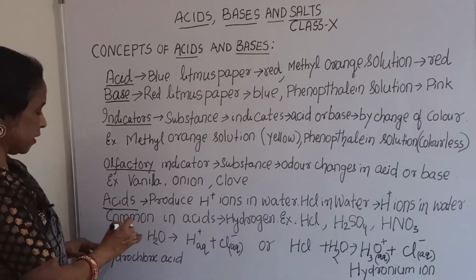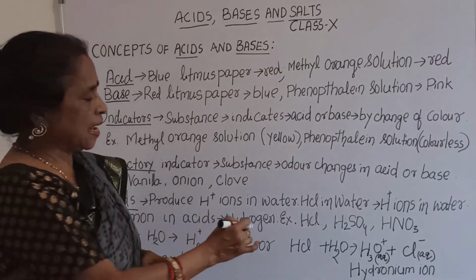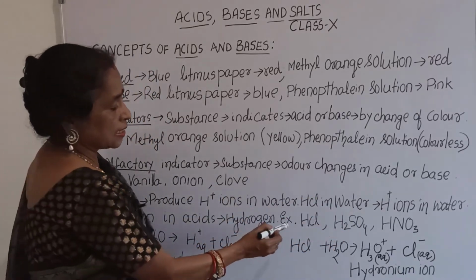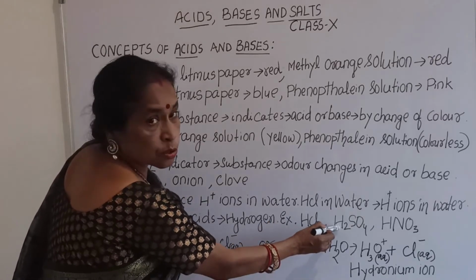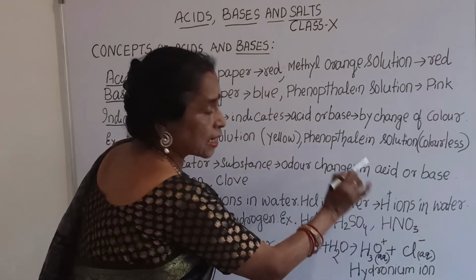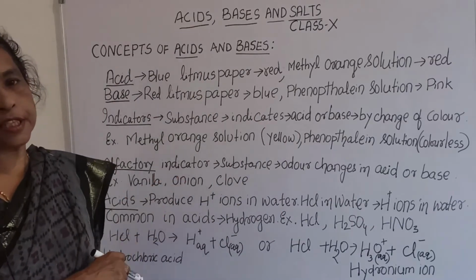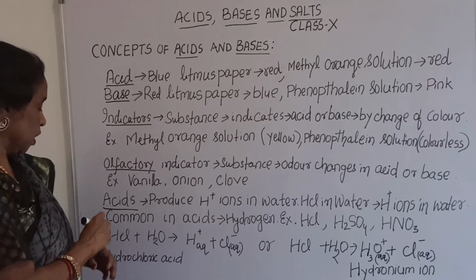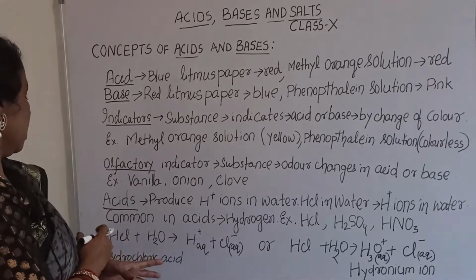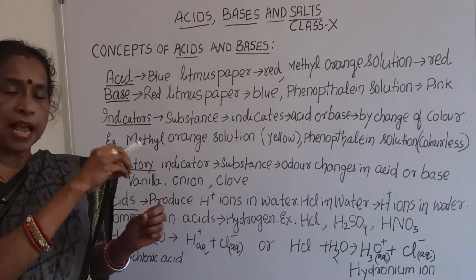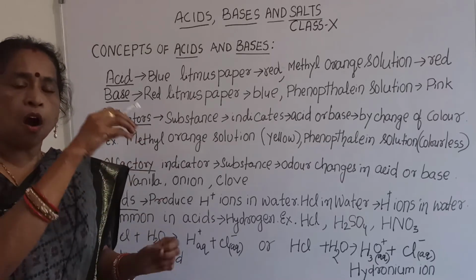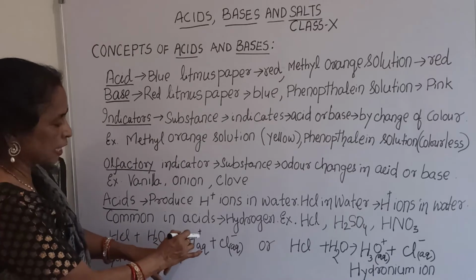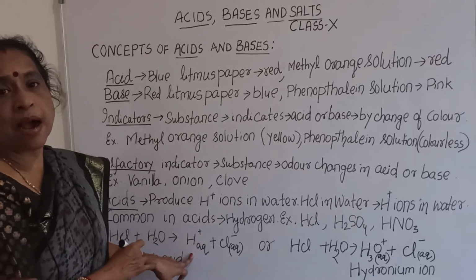You can find here what is common in the three acids. Hydrogen is the common element in acids. See here, hydrogen; here also hydrogen is present; and in nitric acid also, hydrogen is present. That means what is common in acids is hydrogen. So I told you, HCl in water, HCl in the presence of water, or you can say HCl in solution, produces H plus ion and Cl minus ion.